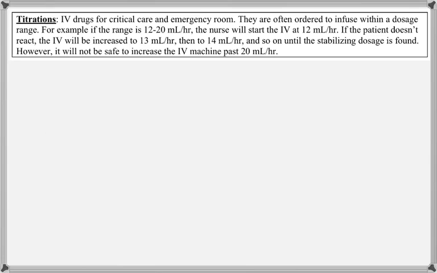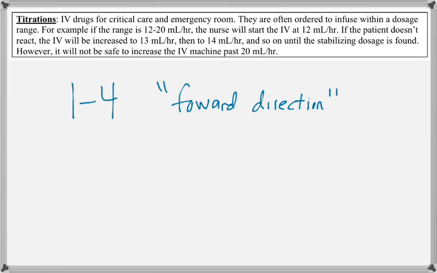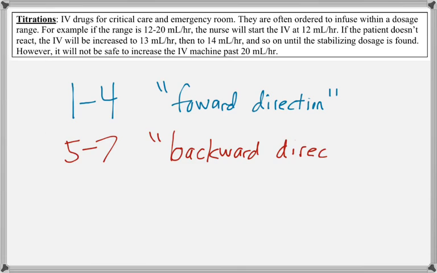Okay, so there's a couple different types of problems on this worksheet. Questions 1 through 4, I'm going to call this the forward direction. And questions 5 through 7, I'm going to call this the backward direction. And this is because the math for the backward direction is the reverse of the math for the forward direction.